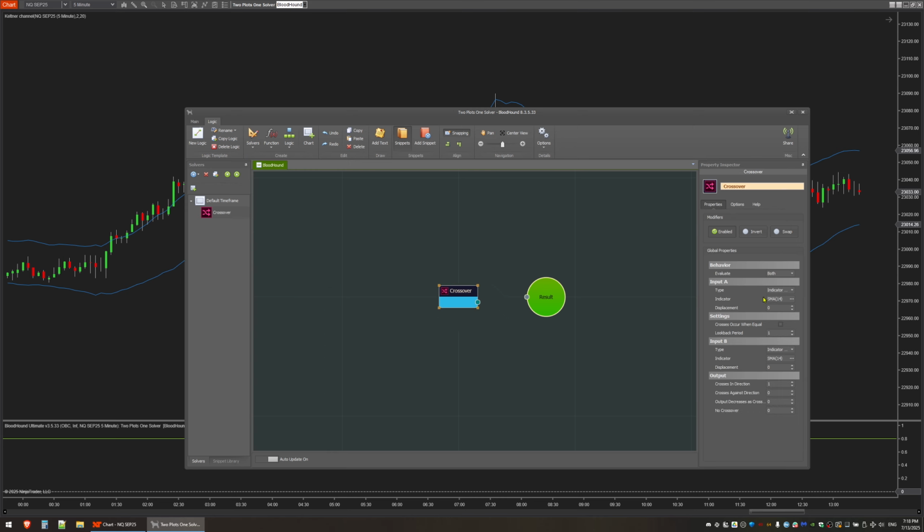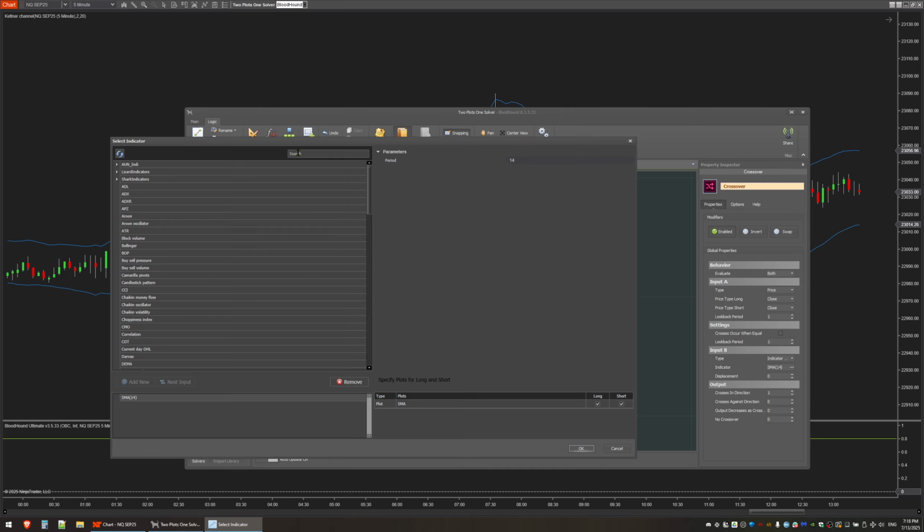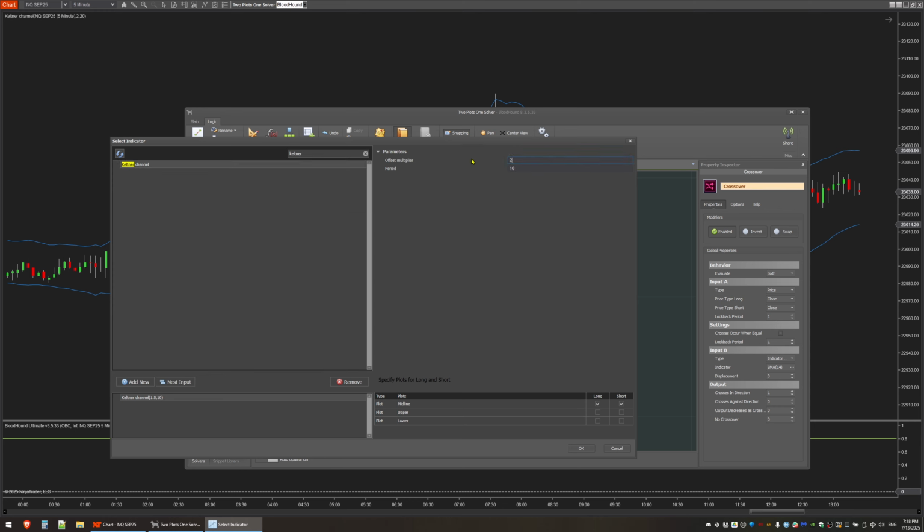So crossover for input A. Usually input A is the faster moving, so we're going to choose price, which moves the fastest. So we're saying when the close price, that's input A, crosses input B, which we're going to select that Keltner channel. So Keltner, and make sure that the settings match what we added to the chart.